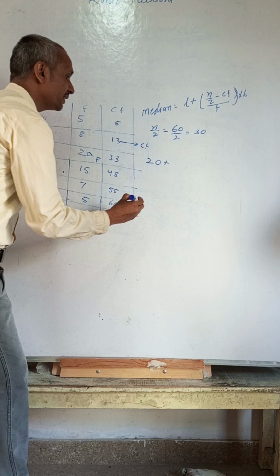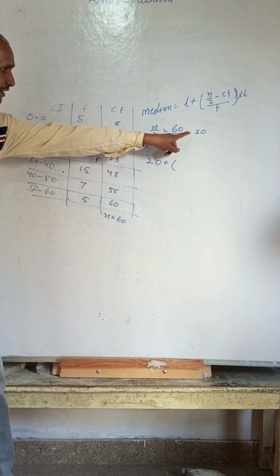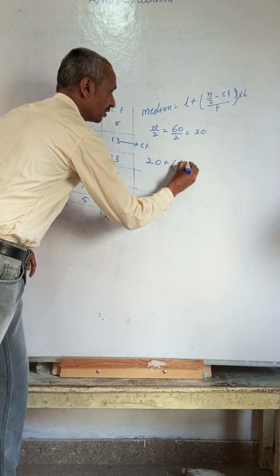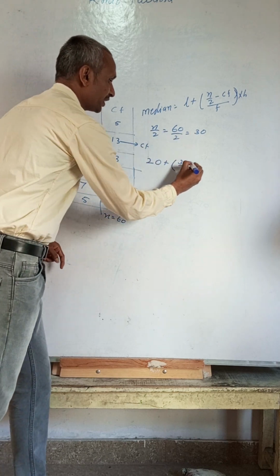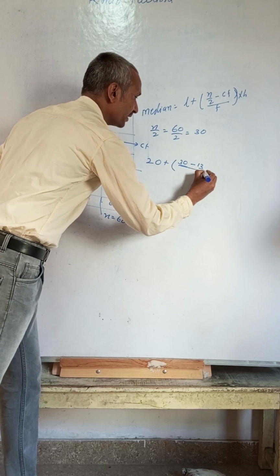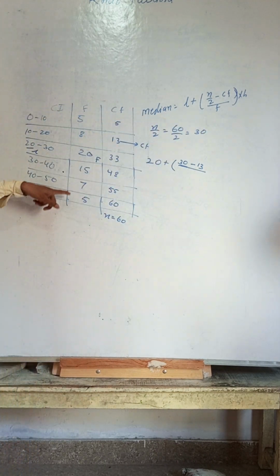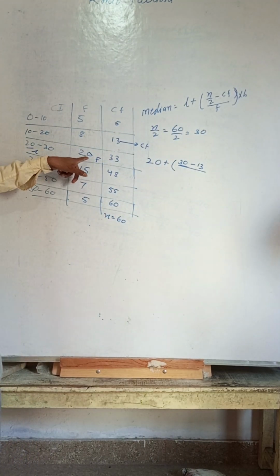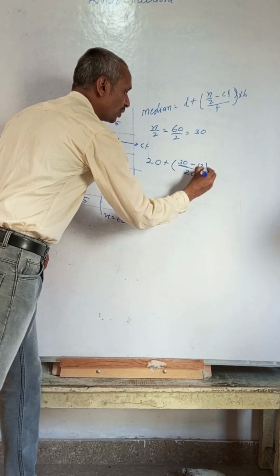20 plus n by 2, how much do you get? N by 2 you already got, 30. 30 minus CF, how much is that? 13. 13 by F. What is the F? F is equal to 20 into H.